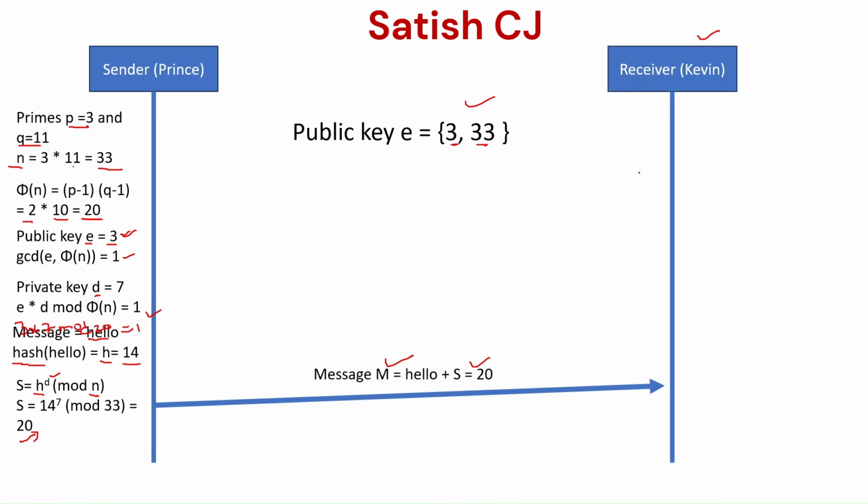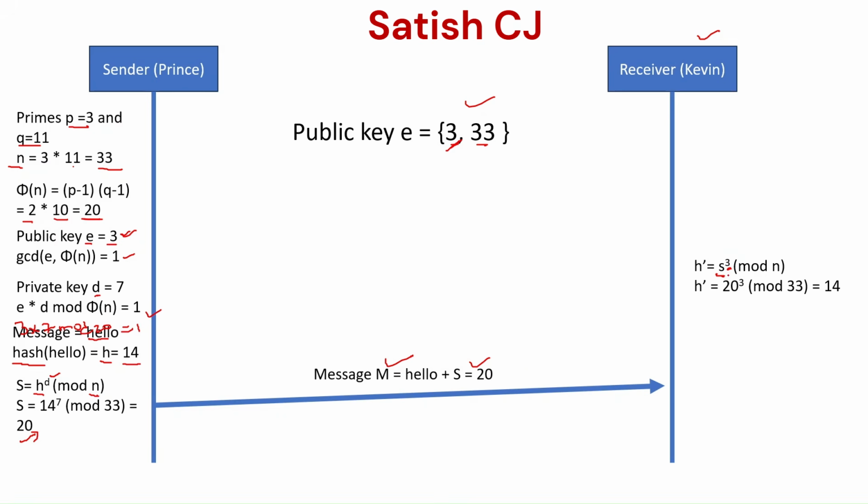So the receiver is going to receive these two values. Now the receiver should establish that he has received this message only from Prince and not from anyone other than Prince. How is he going to establish that? He will compute h dash. He will take the value of s that he has received, that is 20, power 3. 3 is nothing but the value of e. S power e. E is in the public domain.